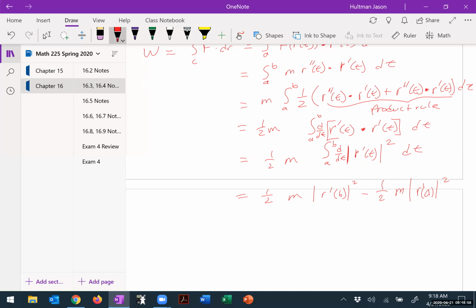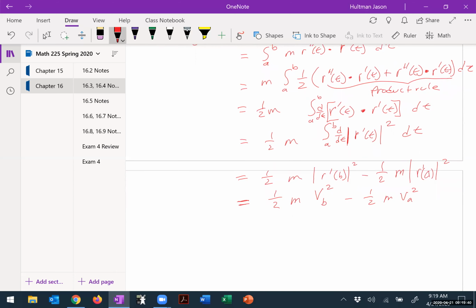How would you describe r prime in terms of kinematics laws? What would be r prime? Would it be distance? Would it be acceleration? No, it would be velocity, right? R prime would be the first derivative of my displacement vector. That would be the velocity. So this becomes 1/2 m v sub b squared minus 1/2 m v sub a squared.